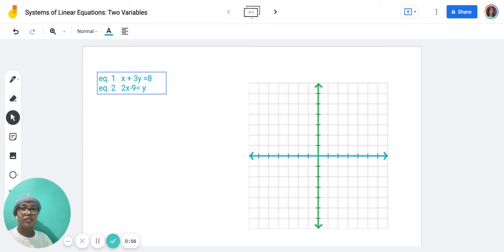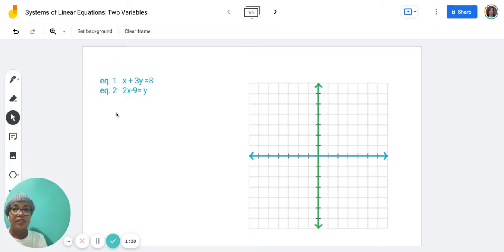So we have two equations here. Equation 1 is x plus 3y is equal to 8, and equation 2 is 2x minus 9 is equal to y. So let us use, in equation 1, x and y intercepts. And in equation 2, let us try to use the slope method. So in equation 1, let's try to solve.